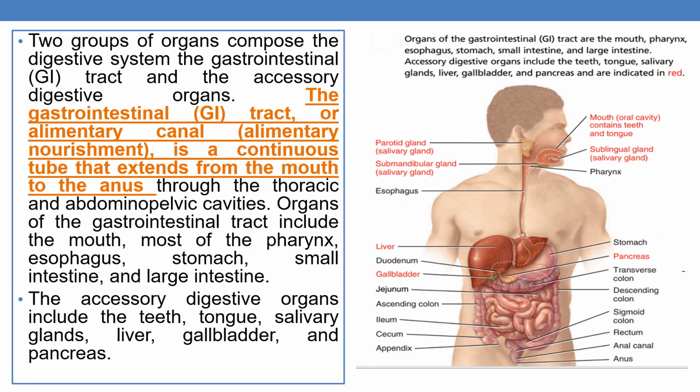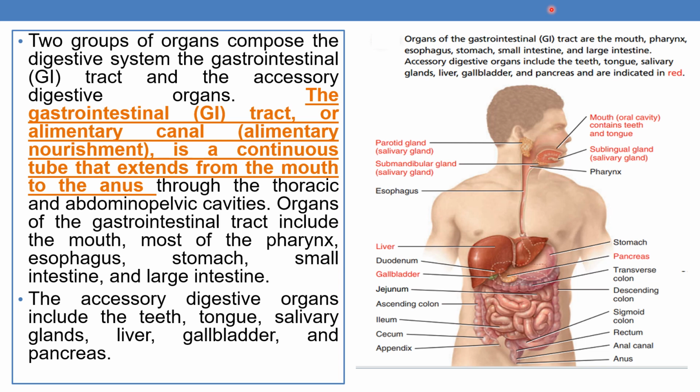Now coming to the organs. Two groups of organs compose the digestive system, the gastrointestinal tract and the accessory organs. The organs of gastrointestinal tract are mouth. Though mouth is here, as it contains the accessory digestive organs like teeth, tongue and salivary glands, it is not a part of gastrointestinal tract. It can be considered as an accessory digestive organ. But still, it is the place where GI tract starts. So mouth is considered as a part of GI tract. It is a little confusing, so don't get confused.